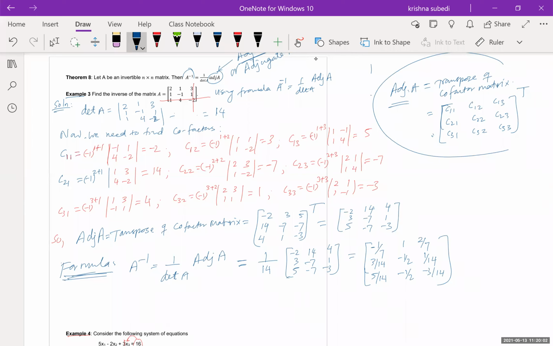Now, if the determinant of A is 0, as we already said, the matrix is not invertible, and you cannot find the inverse. And the good news is the determinant is not 0 here. That's why we're able to find the inverse of the matrix. Any questions so far?